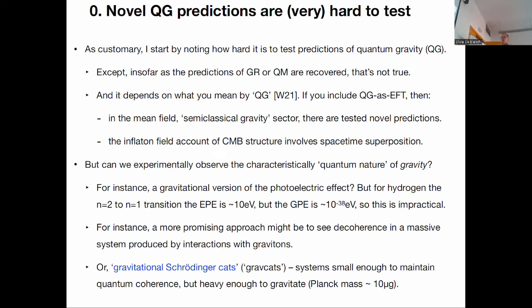But the example I'm going to talk about involves the neologism grav cats, gravitational Schrodinger cats. What I mean by this is a system that's small enough to maintain quantum coherence, so you can treat it as a quantum system, but large enough that it actually has appreciable gravitational effects.